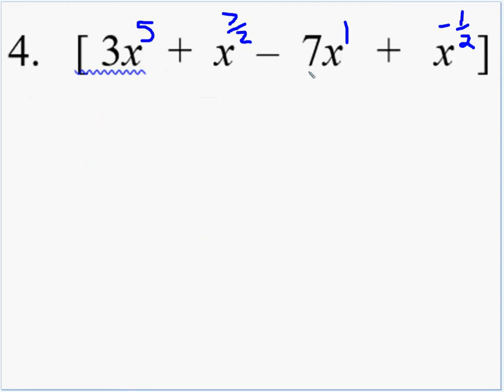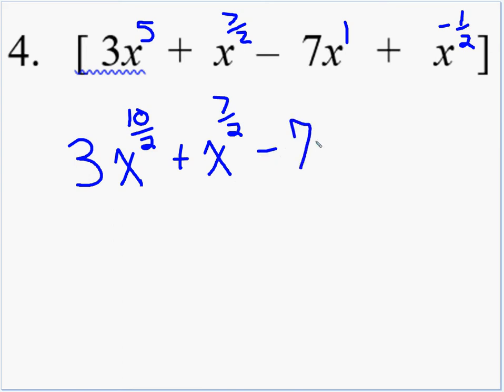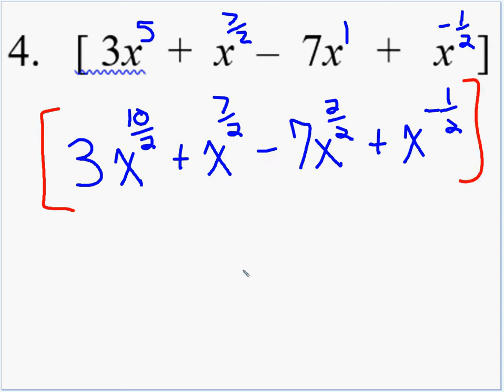Number 4, fractional exponents, but now the smallest one is negative. So let's see, first thing I'm going to do is rewrite this so everything's in terms of halves. 3x to the 5, that's 10 halves, plus x to the 7 halves, minus 7x to the 2 halves plus x to the negative half. So we're going to put a set of red brackets around there, and we can factor out in front of those brackets our smallest exponent, x to the negative a half.